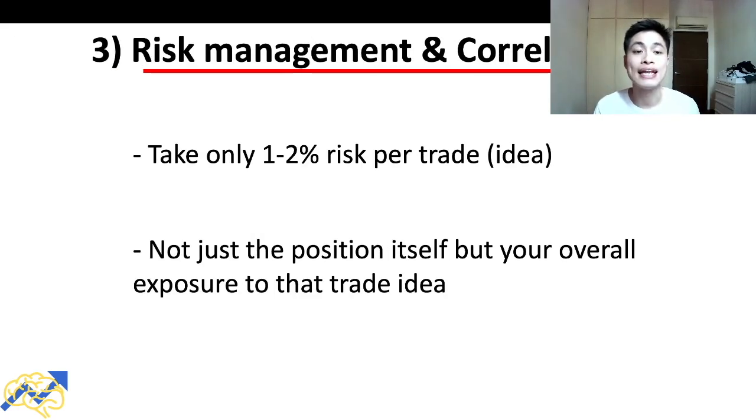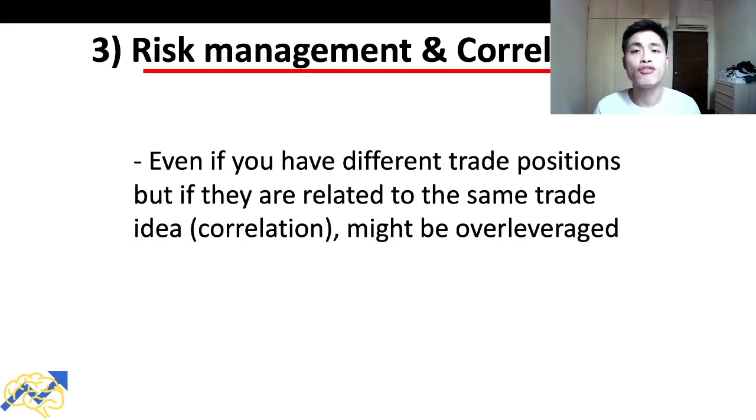And for the third lesson, it is about risk management and correlation. Bruce Kovner believed that we should only take 1 to 2% risk per trade. And he's talking about the overall exposure to that one trade idea rather than that position itself. So even if you have different trade positions, but if they are related to the same trade idea, this means that there's correlation among your trades. And this might result in you being over leveraged on a particular trade.